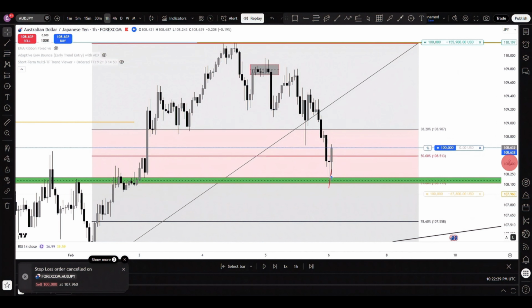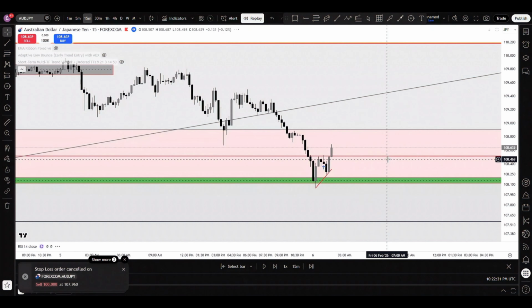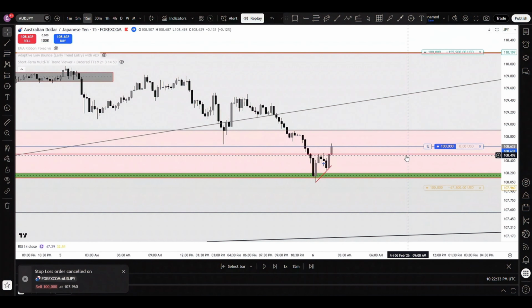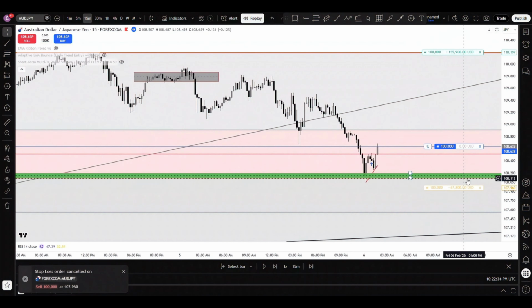So the work is done. Now you just have to wait. We can go down to the 15-minute and watch this play out just to see if that level was actually support.